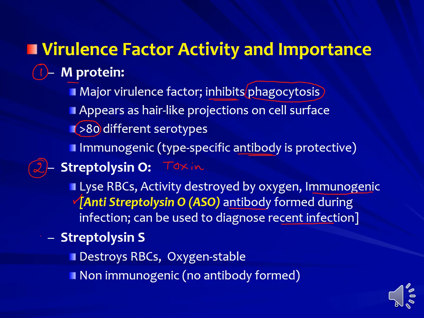Another important toxin produced by this bacteria, though not much related to their pathogenesis, is streptolysin S, which destroys the RBCs, and this is oxygen stable, whereas streptolysin O is oxygen labile. It's non-immunogenic, so no antibodies are formed against this streptolysin S.